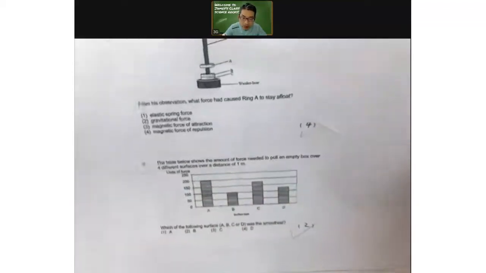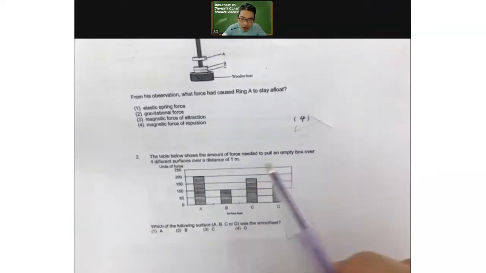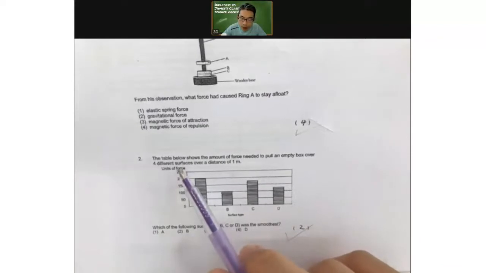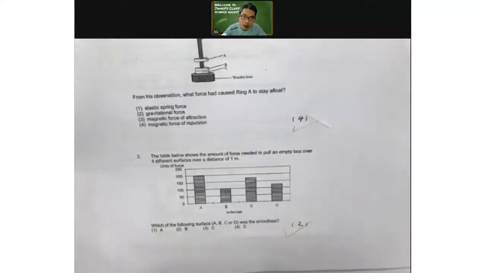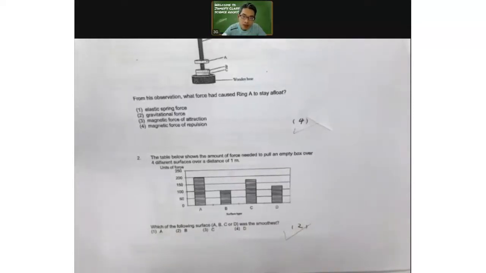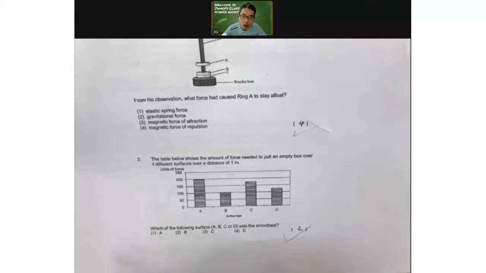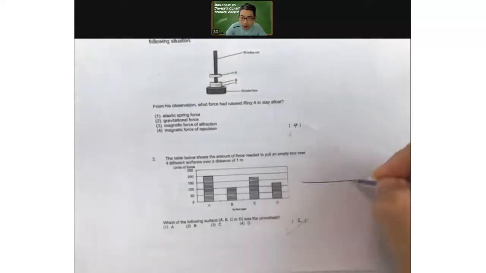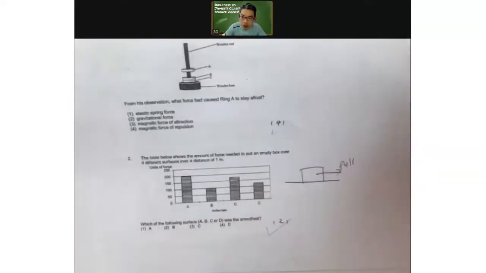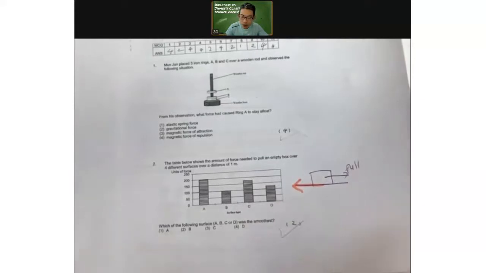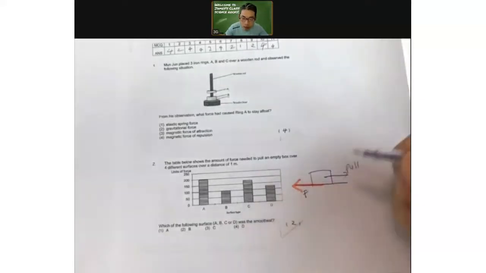Number 4 is correct. The table shows the amount of force needed to pull an empty box over 4 different surfaces. Now, we are dragging over different surfaces, therefore you're talking about frictional force. And if there's more frictional force between 2 surfaces, that will require more force to overcome the friction. If this is a surface and this is a box that you are pulling across, frictional force is a force that opposes the direction of motion. So this is your frictional force. Okay, your frictional force opposes direction of motion.